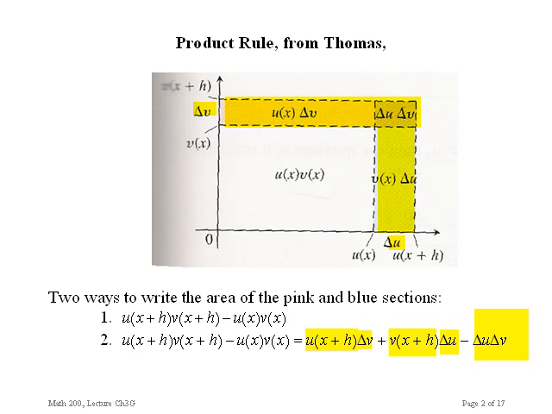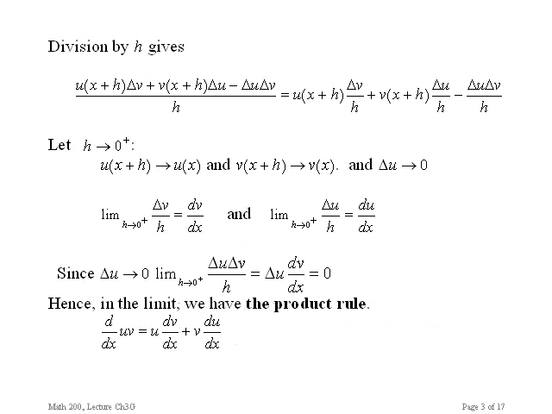I'm going to take this second representation for the area of the pink and blue sections, and I'm going to divide it by h. So here's the result of dividing by the h. I have the second expression for the pink and blue areas. That would be u at x plus h times delta v, and v at x plus h times delta u, subtracting off the little corner, which is delta u times delta v.